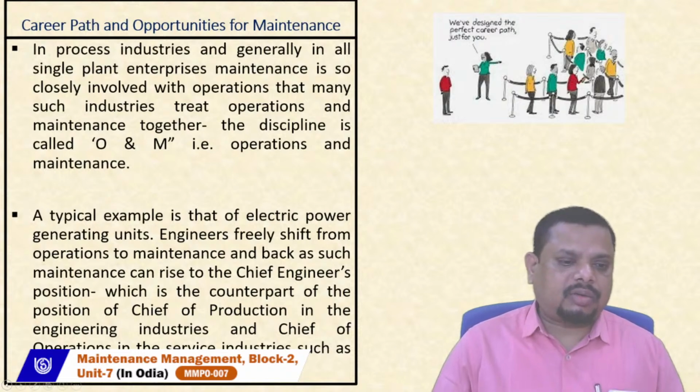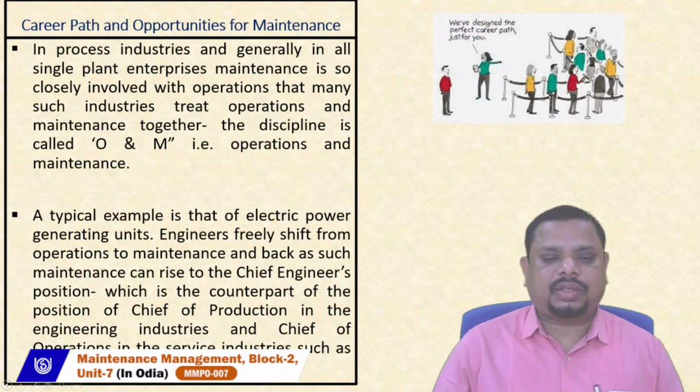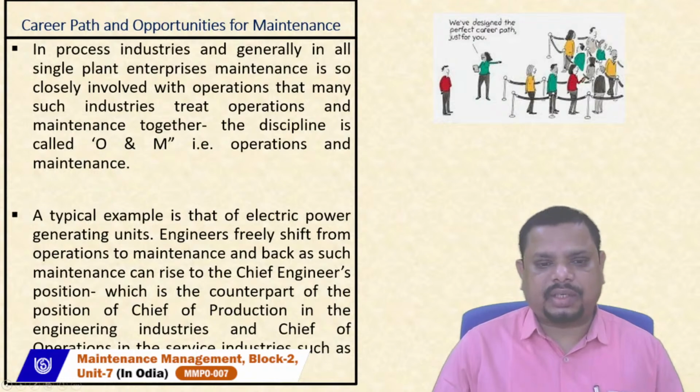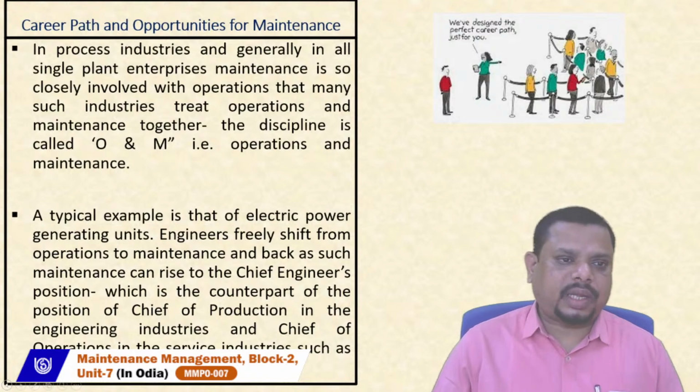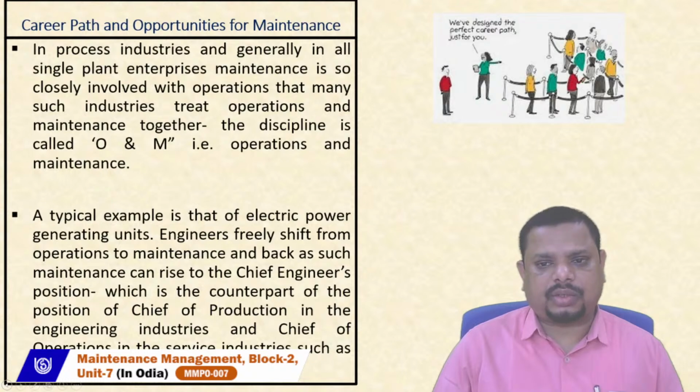And the counterpart of the position of chief of production in engineering industries is chief of operation in service industries. If you take the example of the airline industry as well as the railways, Indian Railways is the best example of career path as well as opportunity for maintenance individuals or employees.